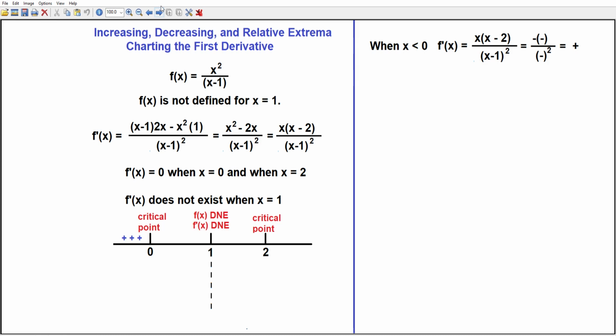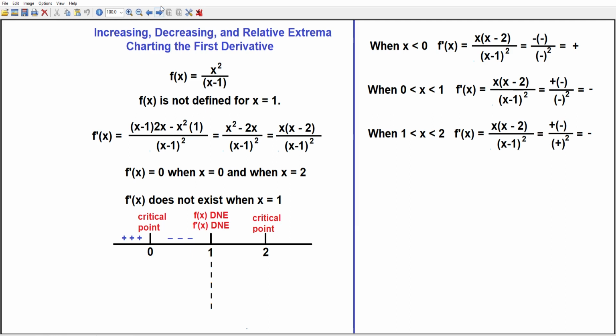Now we move to the next interval, which is when x is between 0 and 1. In this case, x is positive, x minus 2 is negative, and x minus 1 squared is a negative squared. So we have negative times positive over negative squared, which is negative. And we go to our chart and we put minus signs between 0 and 1. Now we move to the next interval between 1 and 2, and we do exactly the same thing. And this time, x is positive, x minus 2 is negative, x minus 1 is positive. So we've got positive times negative over positive squared, which is negative. We go to our chart and put in minus signs.